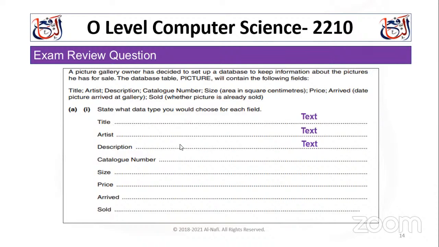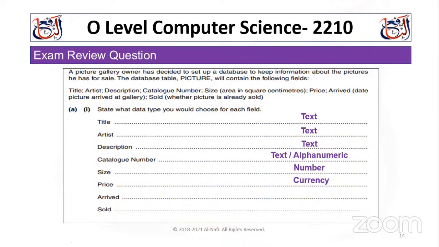If you are writing only the number, it might be a number, but if you are writing characters and numbers together, then it might be alphanumeric. So we can say number or alphanumeric. Size is written as area in square centimeter, so it means size might include a decimal part. So it might be a number or might be real. We will discuss later. Price is currency.